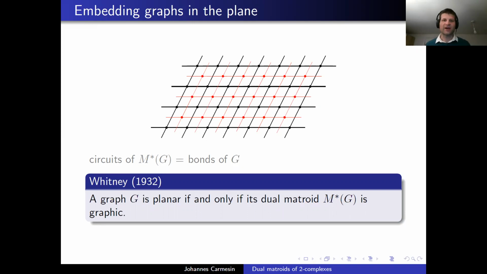So just to remind everyone, the dual matroid of a graph is given by the bonds of the graph, so the minimal non-empty cuts of the graph form the circuits of a matroid, which we call the dual matroid of a graph. And I denote that by M star of G. And then Whitney proved that a graph is planar if and only if its dual matroid is graphic. That means it's the cycle matroid of some graph.